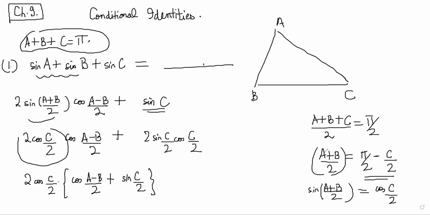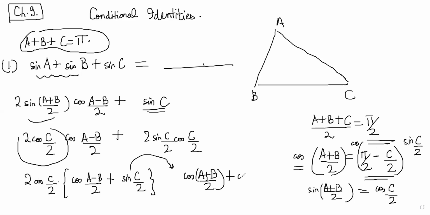And notice that at this step, if I had taken cos on both sides, what would have come? This side would have become sine C by 2, no? And this side would have been cos (A plus B) by 2. So again replace this as cos (A plus B) by 2, and you are adding that to cos (A minus B) by 2, right?